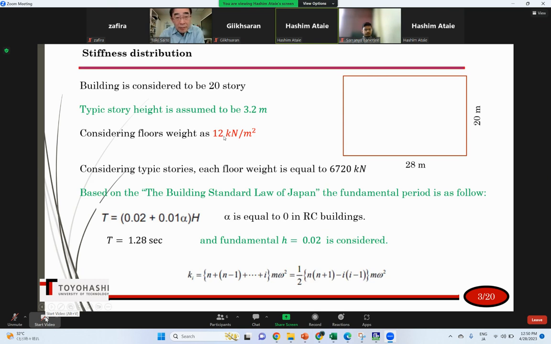according to the standard law, the meter. So each flow has 6,720 kilometer rate. And also I found this formula in a paper that was a reference to the building standards of Japan.